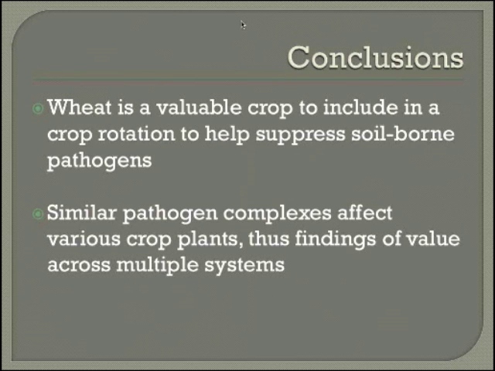So in conclusion, I think wheat is a valuable crop to use in rotation to help suppress disease. You're going to get some benefits out of it, hopefully suppressing some pathogens if that's an issue for you, as well as it being a great crop. And while this study was done in apples, a lot of these pathogens do affect multiple crop species, so it will have value.